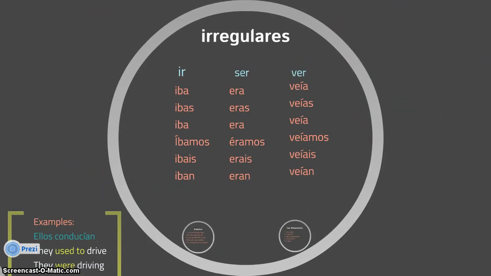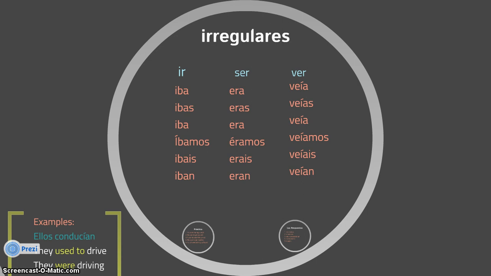Now, our irregulars in the imperfect tense, there are only 3 of them. Our ir, which would mean they used to go or were going, is iba, ibas, iba, íbamos, ibais, and iban. Notice that there's an accent on the nosotros form on that I. Our ser conjugations: era, eras, era, éramos, accent on the first E, erais, and eran.